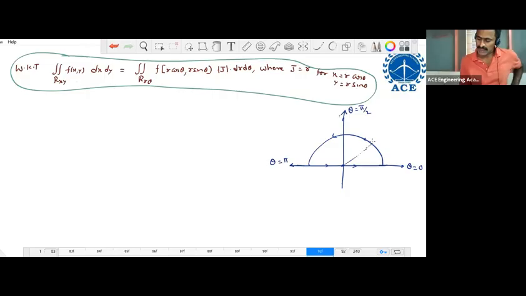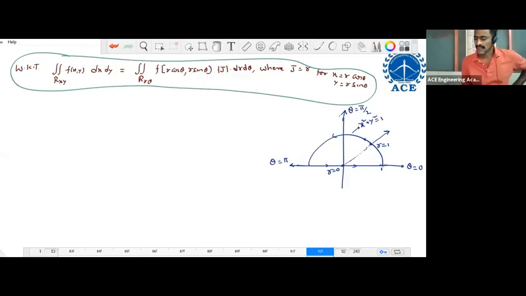We draw a radius line like this. If you start the radius line from the origin, that is r equal to 0. If you extend it, the radius line intersects the curve at this point, leaving the region. The equation of the curve is x squared plus y squared equal to 1. Here the radius is 1, since x squared plus y squared equal to r squared. So r is varying from 0 to 1.